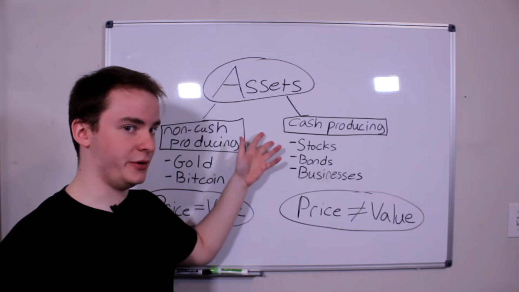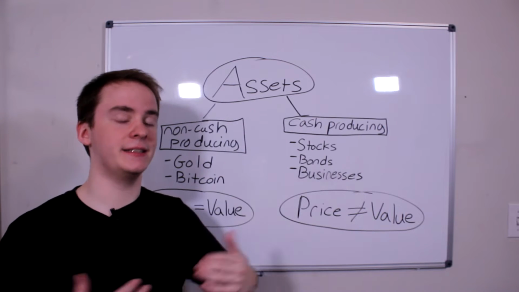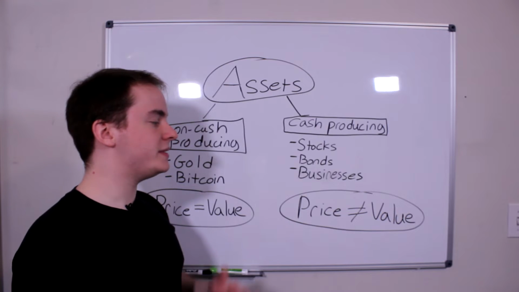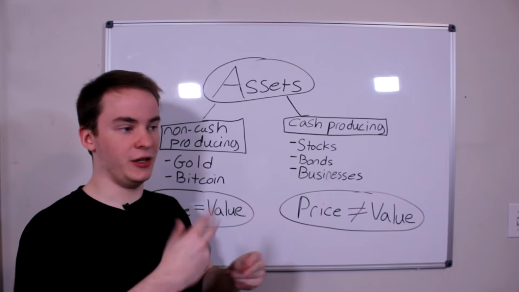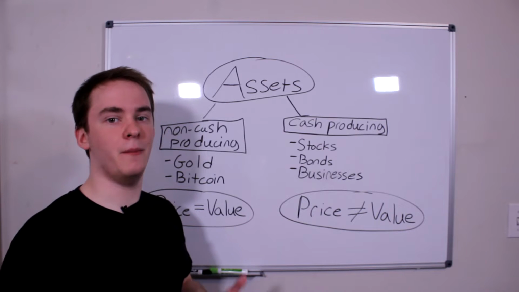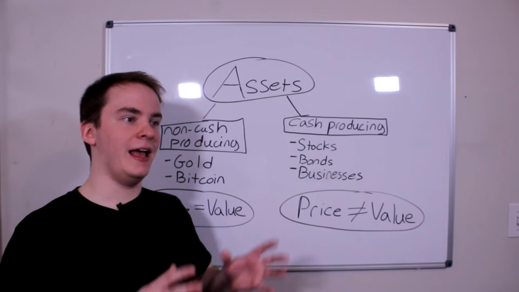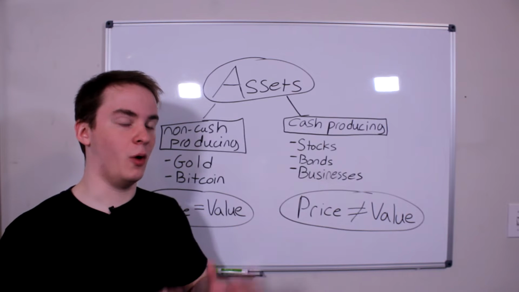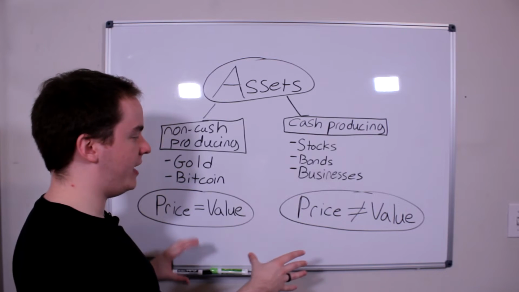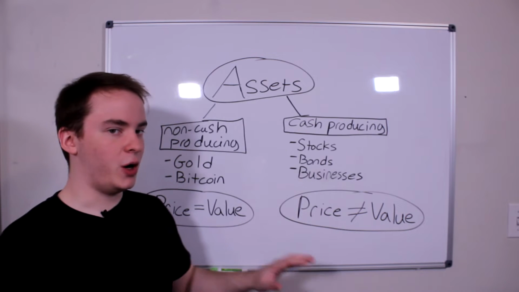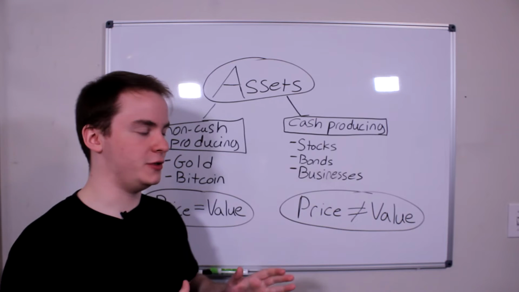When you switch over to cash producing assets such as stocks, bonds, businesses, and other things like investment real estate, you essentially have cash flows that you're able to discount back to your present day value, and you're able to come up with a price and a value for that stock or company or business, whatever it is. Now, when you have these two camps, you essentially have price and value, and that is the key differentiator for these two types of assets.